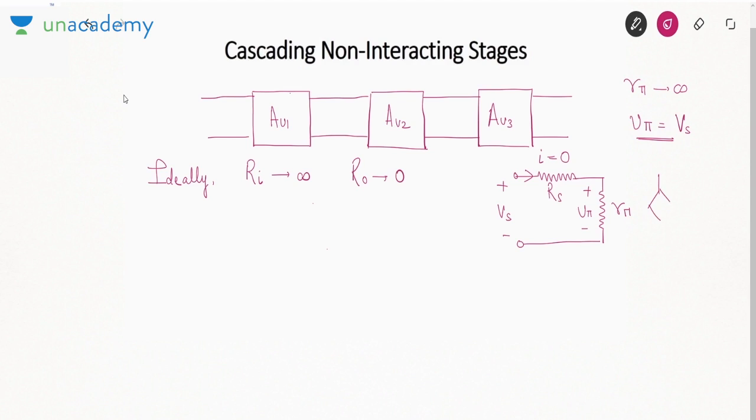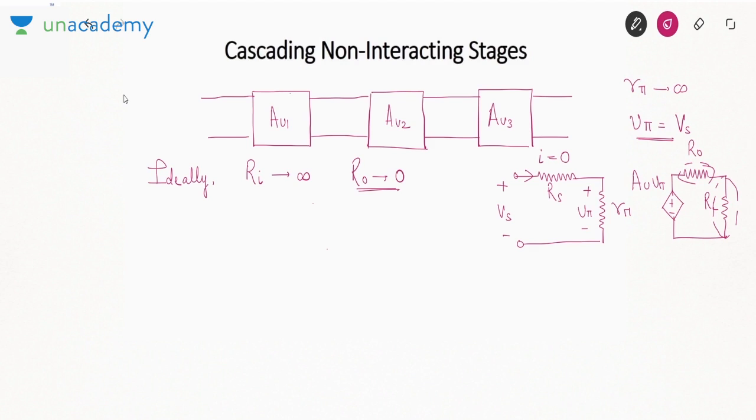Because when you show a current source like this, gm V pi, or let me draw a voltage source actually. Suppose we have a voltage source here, then we have a load. Suppose this is voltage gain into V pi. So we want the entire voltage to appear across the load and no voltage drop across R0. That is why ideally R0 must be 0, so that the entire output voltage appears across the load.